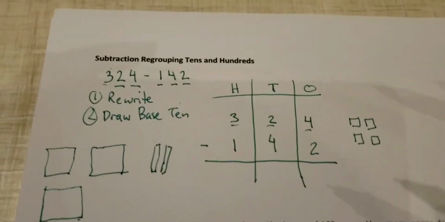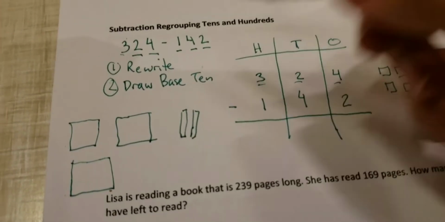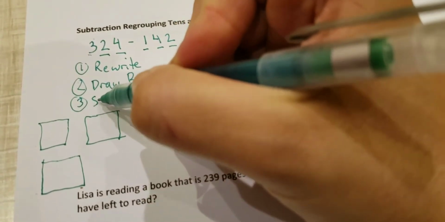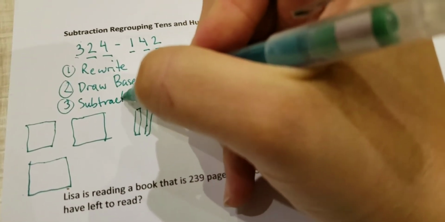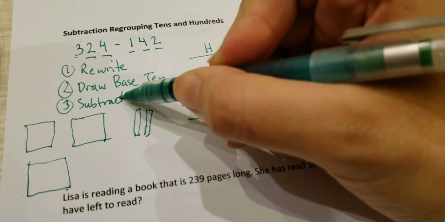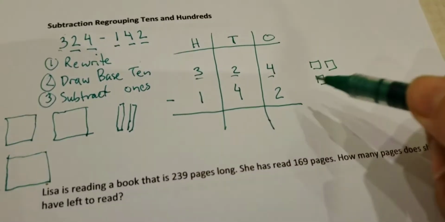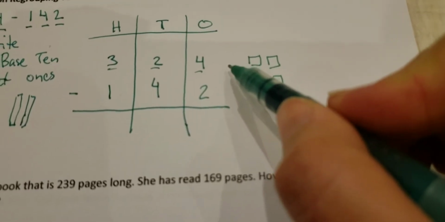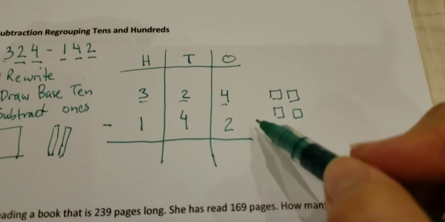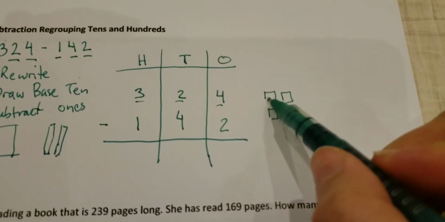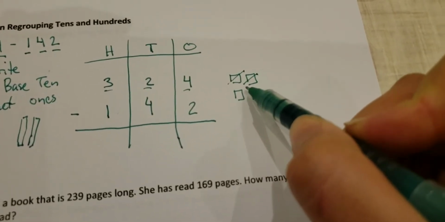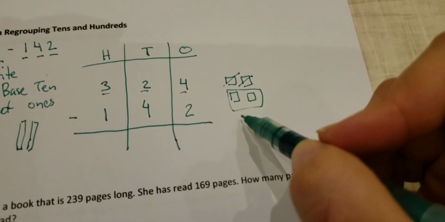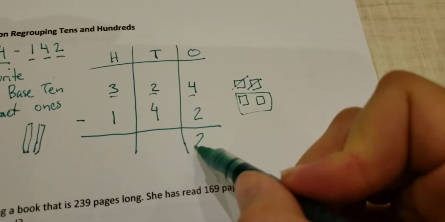Now we are ready to subtract the ones. That is the next step. Subtract ones. 4 minus 2. Can I take 2 away from 4? I think so. Let's see. 1, 2. I have 2 ones left.